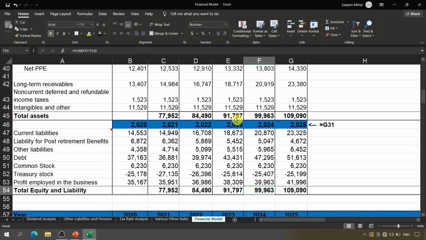For the year 2023, it's matching again. For the year 2024, it's matching again. And lastly, for the year 2025, you can simply see again it's matching. So in this way, we have prepared our projected balance sheet.